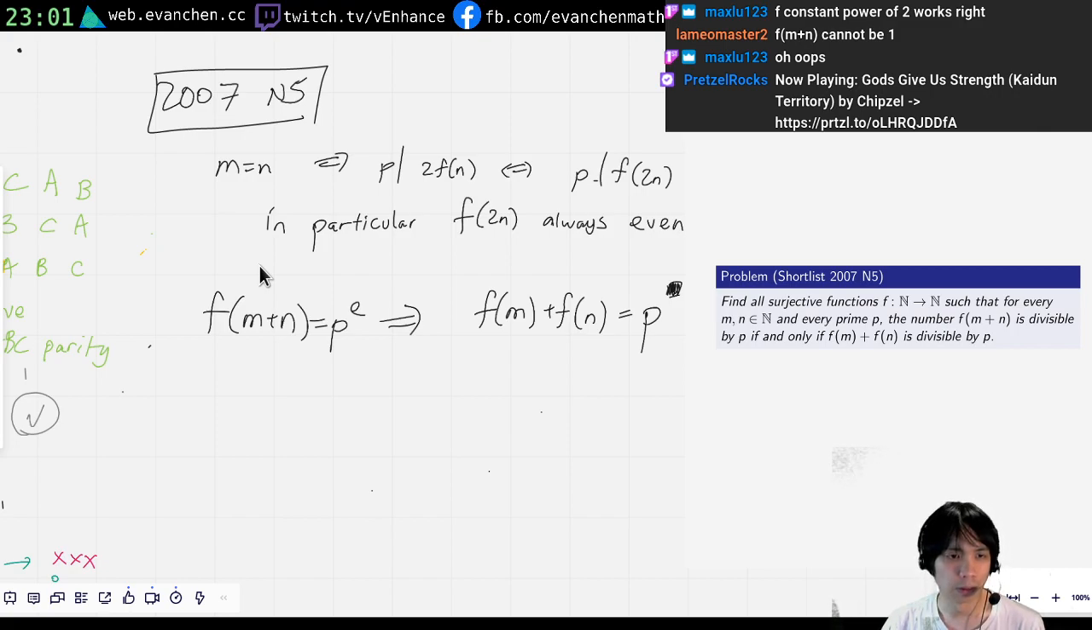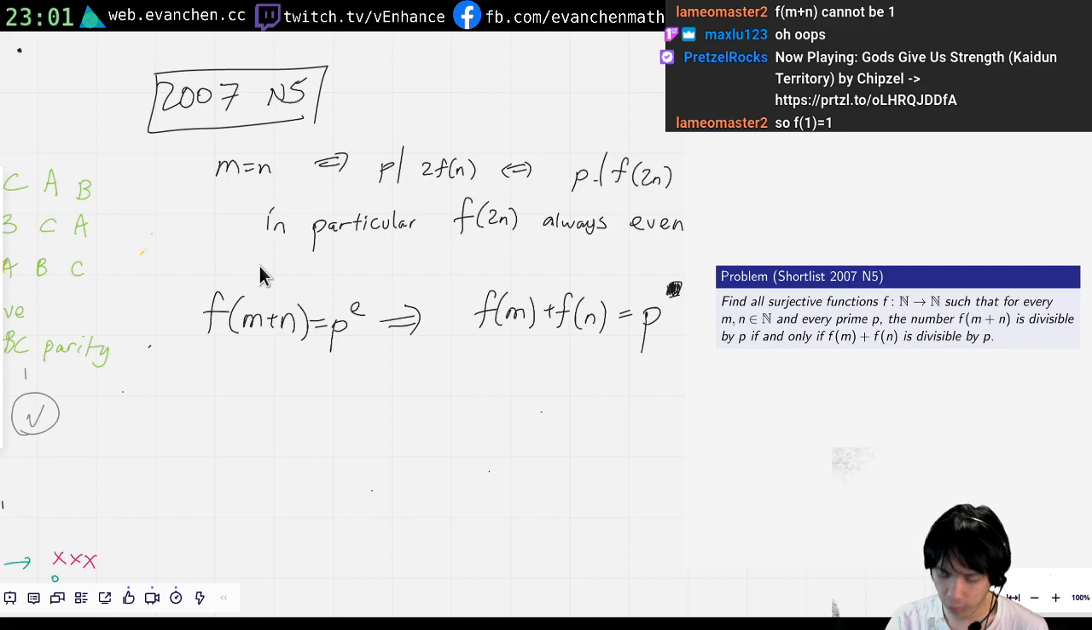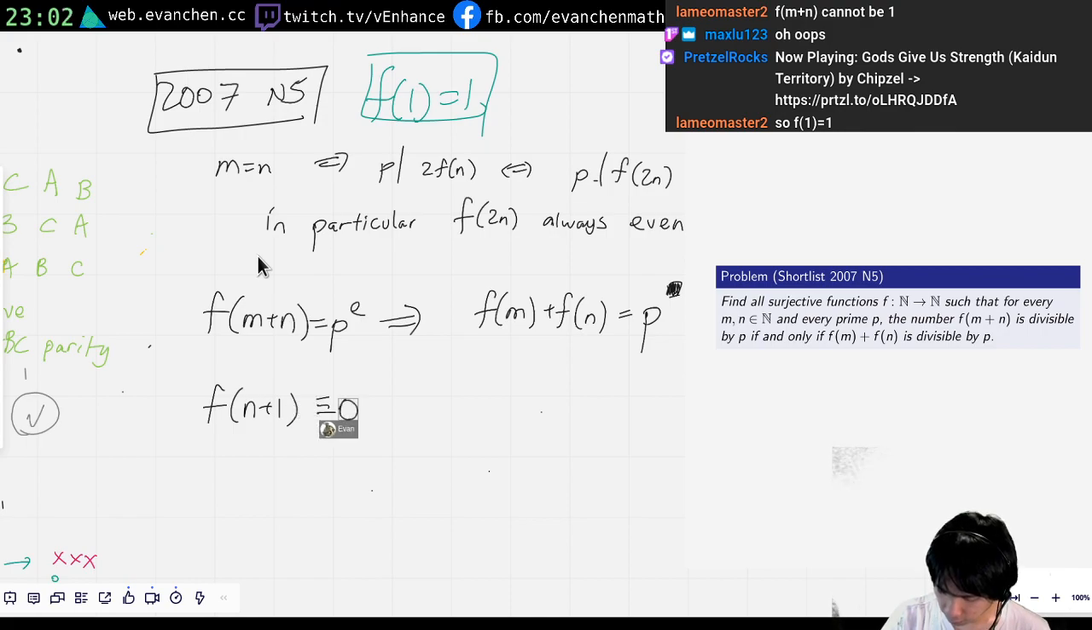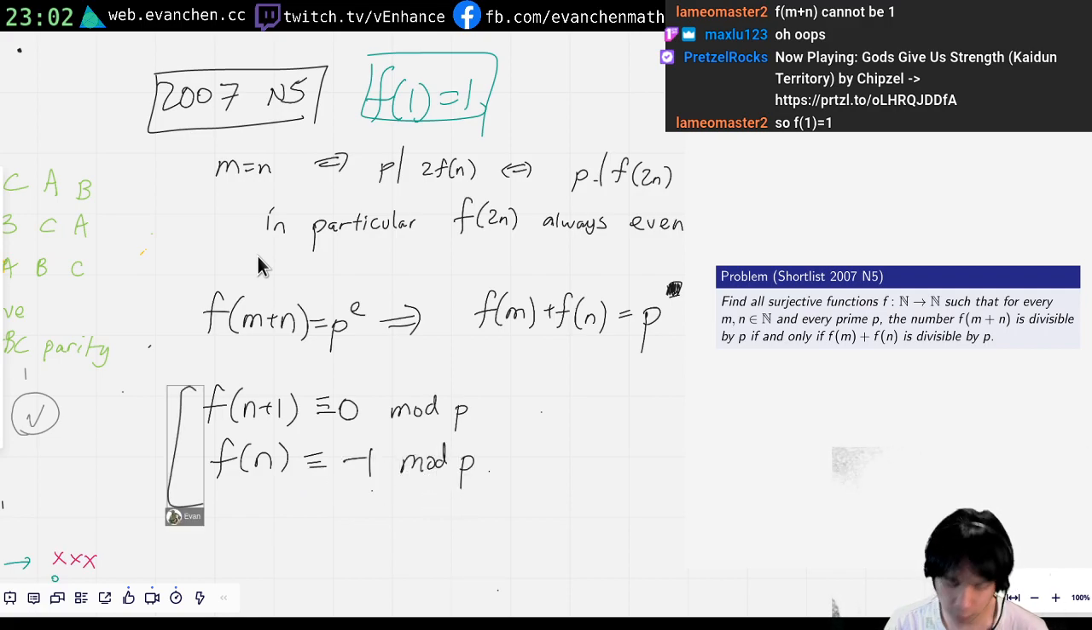Actually, do we know f(1) is 1? We should know f(1) is 1 because otherwise, yeah, okay, f(1) is just 1. Cool. Great, so I have at least one point I can use. So, what this means is f(n) plus 1 is 0 mod p if and only if f(n) is minus 1 mod p. That might actually just be an easier thing to think about.